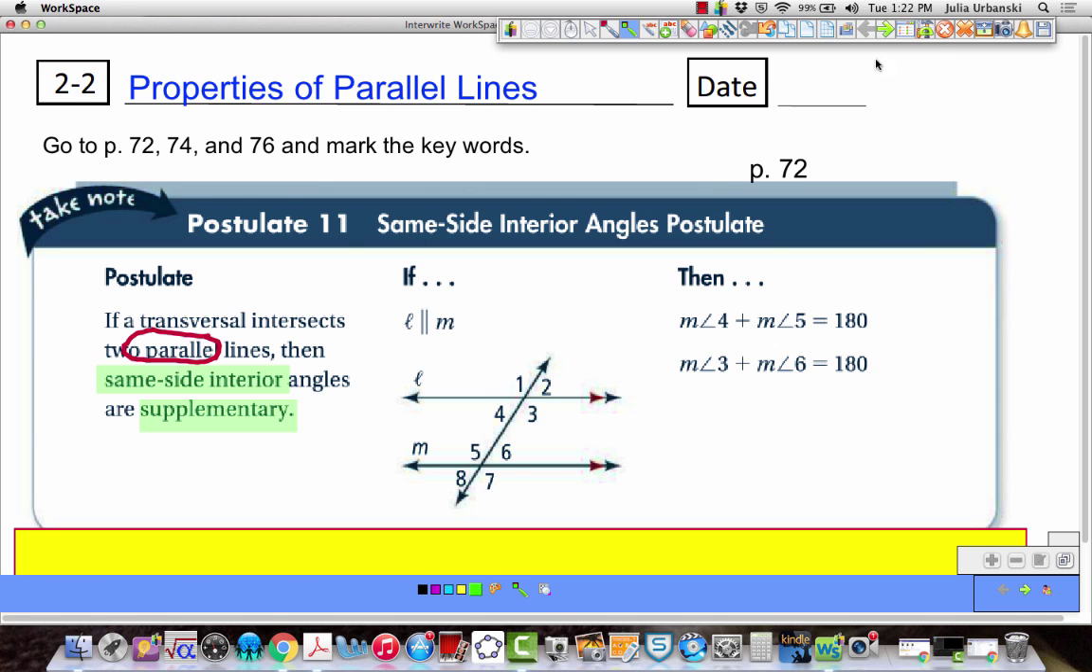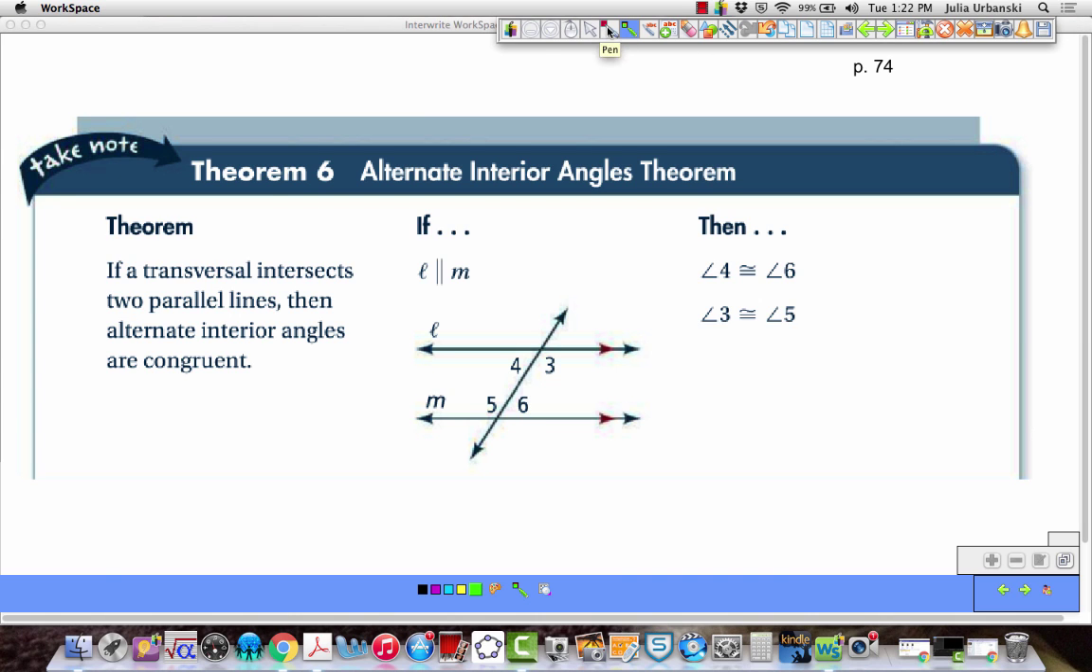All right, go over to 74 and look at the two rules that are there. Again, this only happens if the two lines are parallel, otherwise this rule doesn't work. These two lines right here are parallel to each other. What does the rule say? What kind of angles are we talking about? Alternate interior angles. And what's the rule about them? They're congruent. That one's not supplementary like the other one. The other one's special. This is page 74. Alternate interior angles are congruent. Like 4 would be equal to 6 and 3 would be equal to 5.